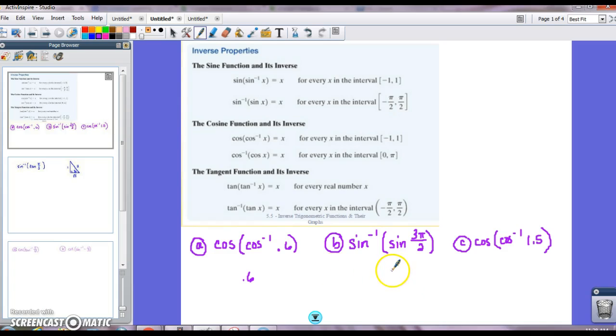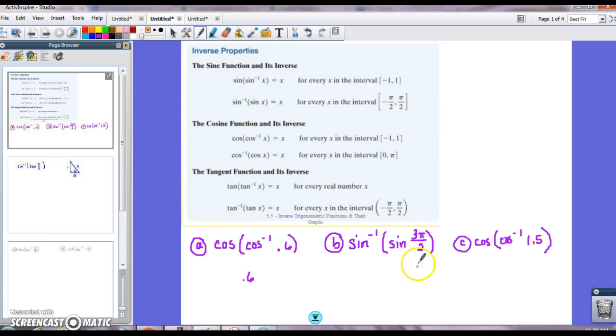In letter B here, this one is a little bit different. If you look at the problem, we're starting with the inverse sine. We have the inverse sine of the sine of 3 pi over 2. So that's going to take us up to the second one in our list here. And it says that it will return an answer of just x as long as x is between -pi/2 and pi/2. However, 3 pi over 2 is not. It doesn't fall between -90 and +90. 3 pi over 2 is actually 270 degrees, and that's not between -90 and +90.